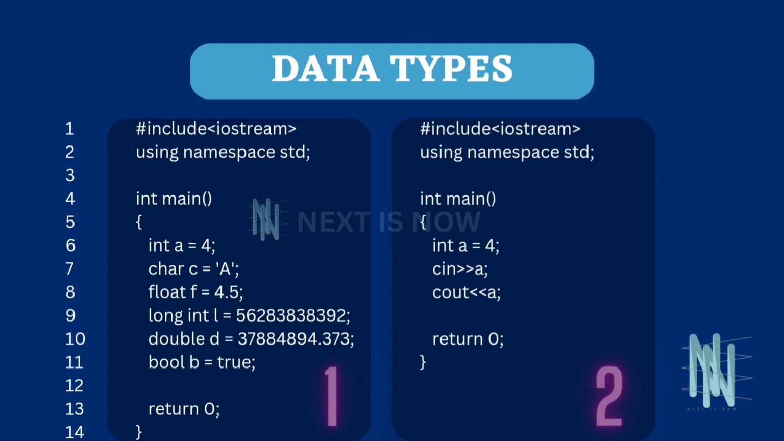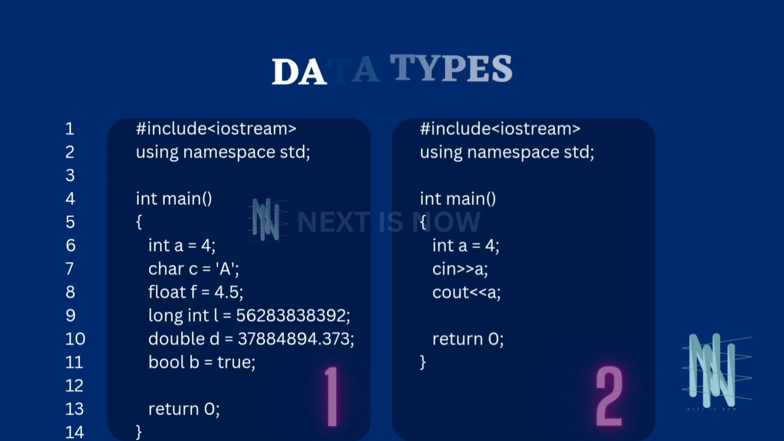Moving ahead with the data types, here is the initialization of data types in C++. In the first line we can see we are using #include <iostream>. iostream is a header file which is used for input and output, and in the second line we are using namespace std, so we don't need to use std before every cin or cout.